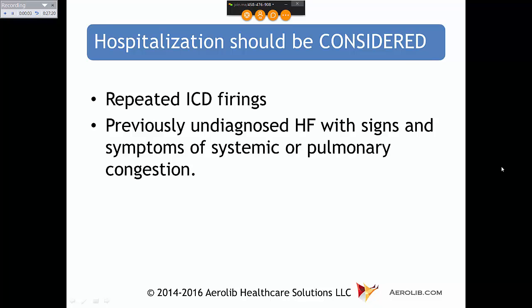A lot of patients have had ICDs, and some of them may present with congestive symptoms, AFib, with rapid ICD firings. They need to be kept in the hospital. The device needs to be interrogated.